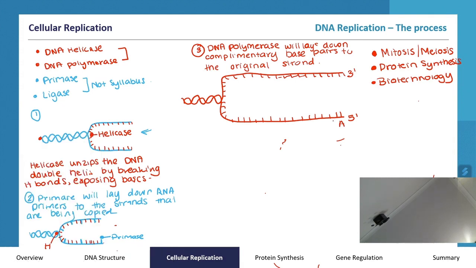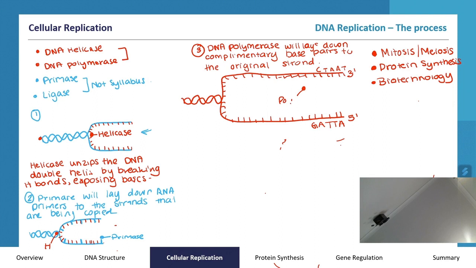We've got A, T, T, A, G up here. So that means we have T, A, A, T, C on the top. What will happen is DNA polymerase will start coming in.